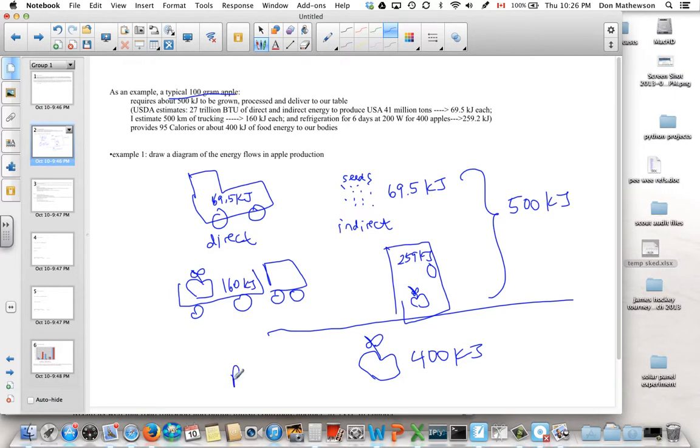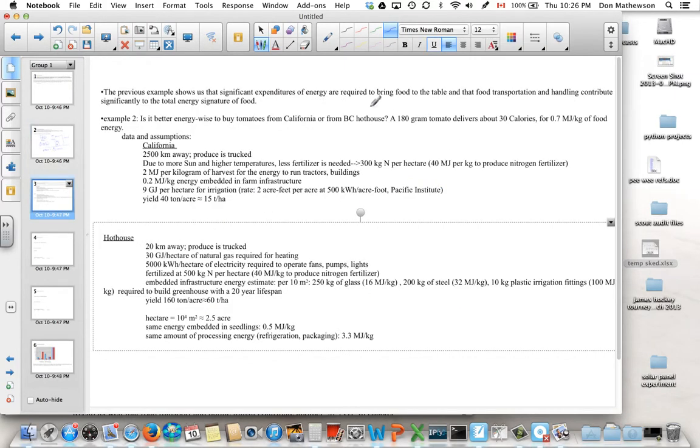All right. So there are some extremely poorly drawn graphics. I imagine many of you can do better. Let's try a second example. Let us consider tomatoes that could come from California and tomatoes from the BC hothouse, and just see which is better energy-wise.